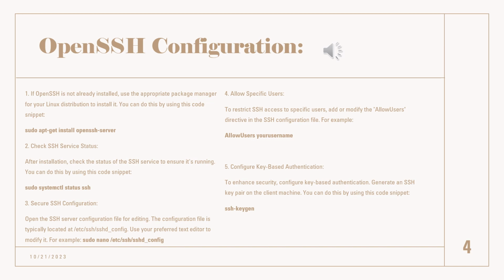3. Secure SSH configuration. You can do this by opening the SSH server config and editing it. 4. Allow specific users. To restrict SSH access to specific users, add or modify the AllowUsers directive in the configuration file. 5. Configure key-based authentication. To enhance security, configure key-based authentication. Generate an SSH key pair on the client machine. You can do this by using this code snippet.